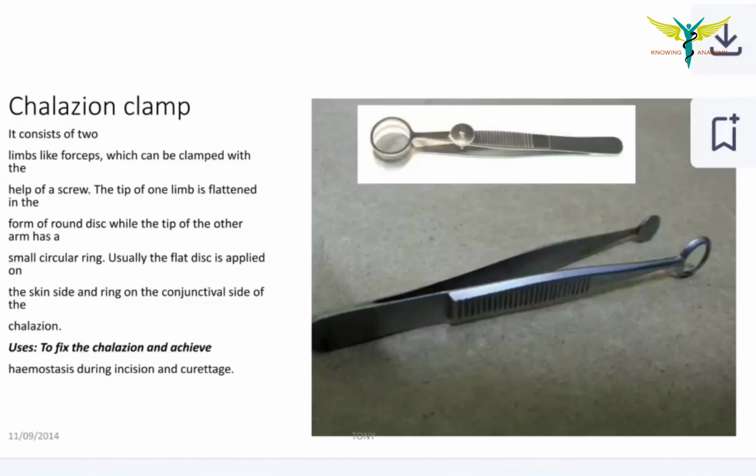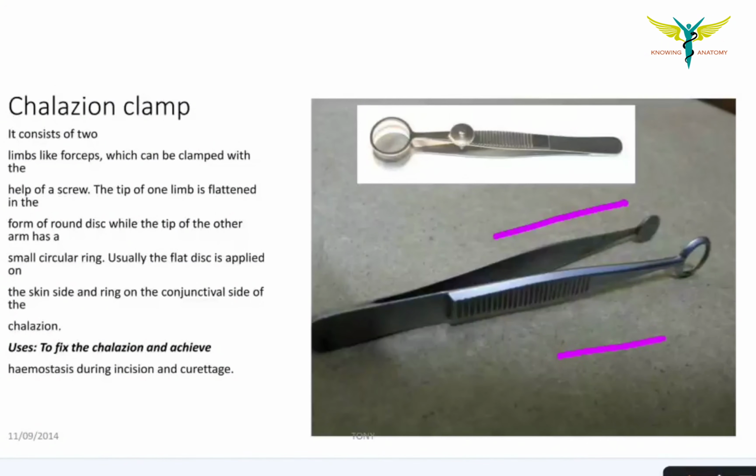Chalazion clamp. It consists of two limb-like forceps which can be clamped with the help of a screw. So this is the screw here. The tip of one end is flattened in the form of a round disc, while the other arm holds a small circular ring. Usually the flat disc is applied on the skin side and this ring is applied on the conjunctival side of the chalazion. It is used to fix the chalazion and for hemostasis during the incision and curettage.